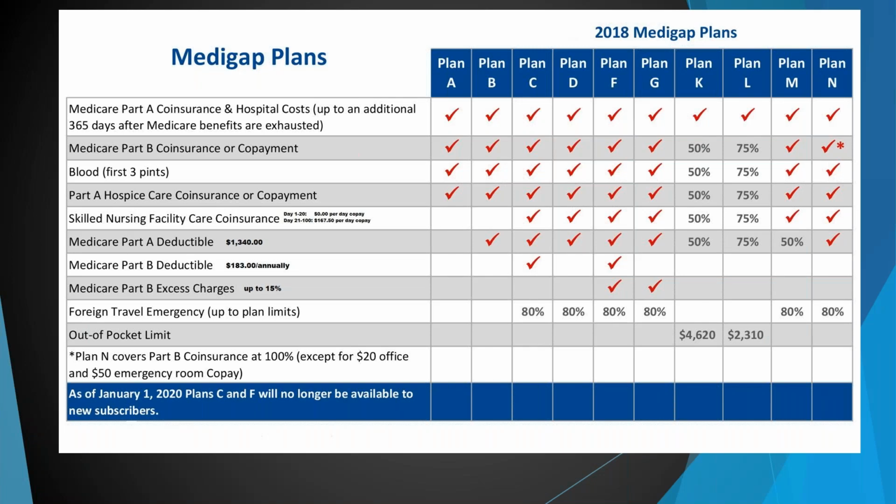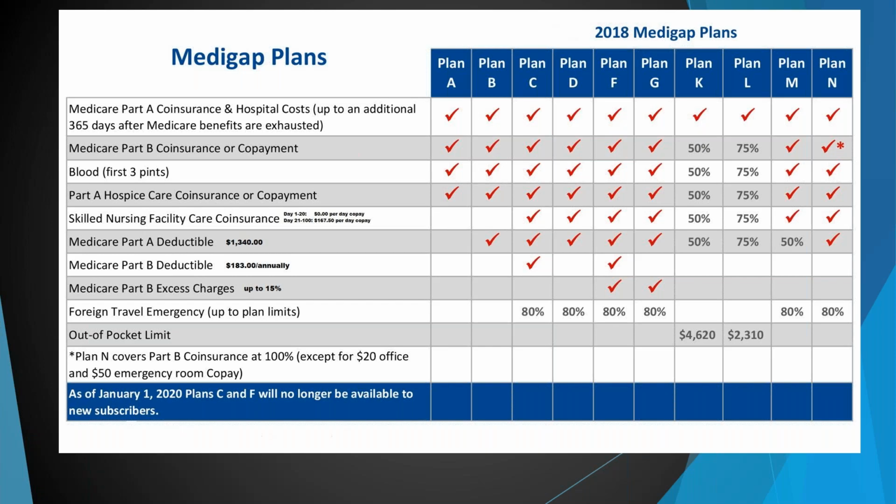Although in 2020 it will change, because F and C are going to be eliminated. But if you take a look at the 3 most commonly chosen plans, F, G, and N, there's only one difference between an F and a G. Only one, and that is the Medicare Part B deductible. And again, these are just reflected for 2018 figures. They vary very slightly for next year.